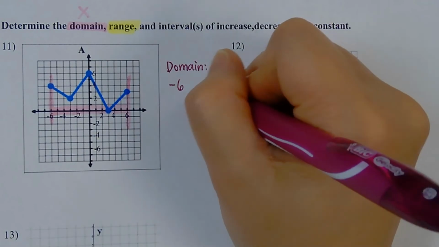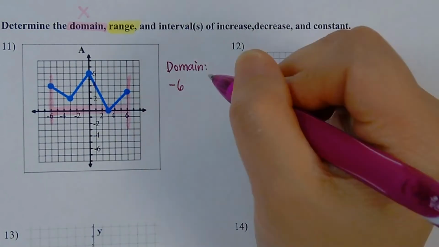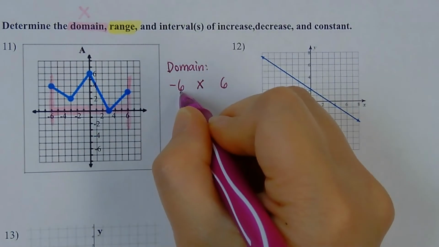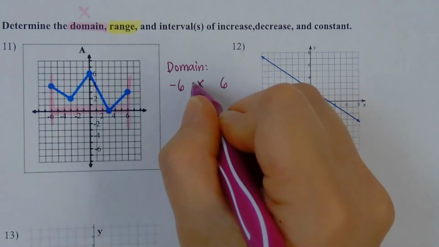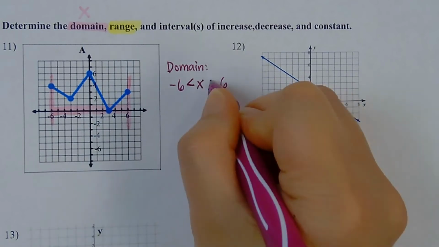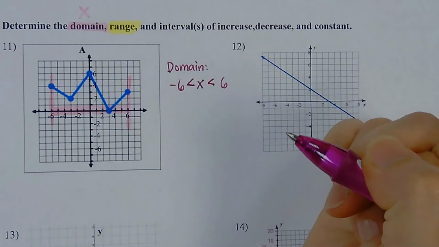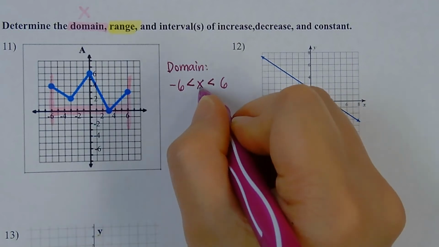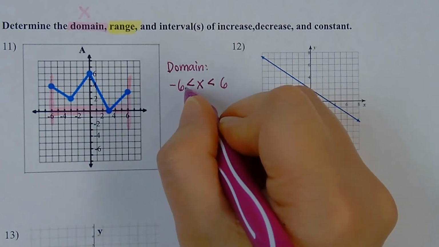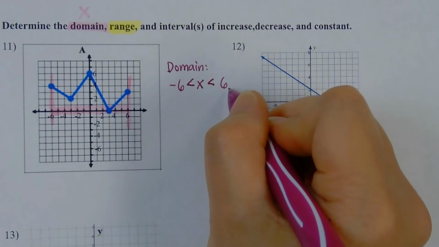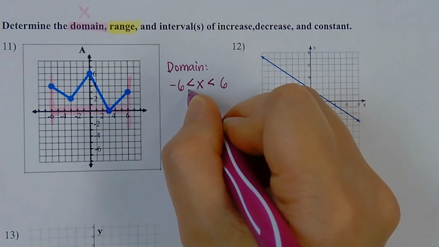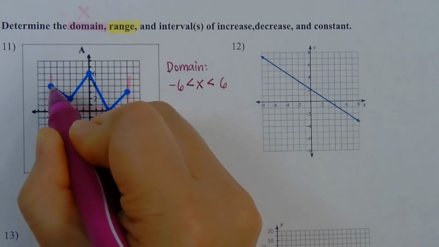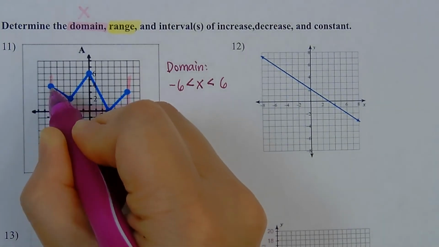I intentionally put spaces in there because remember the domain refers to the x. And since -6 is less than +6, I'm going to put these less than symbols in there. So that's what that's for. And we know that x is somewhere in between. X can be anything in between -6 and 6. The question is, can x be -6? So if we go here on the graph, we go to -6. Can the graph equal -6? And you're like, yeah, because it's a closed circle.